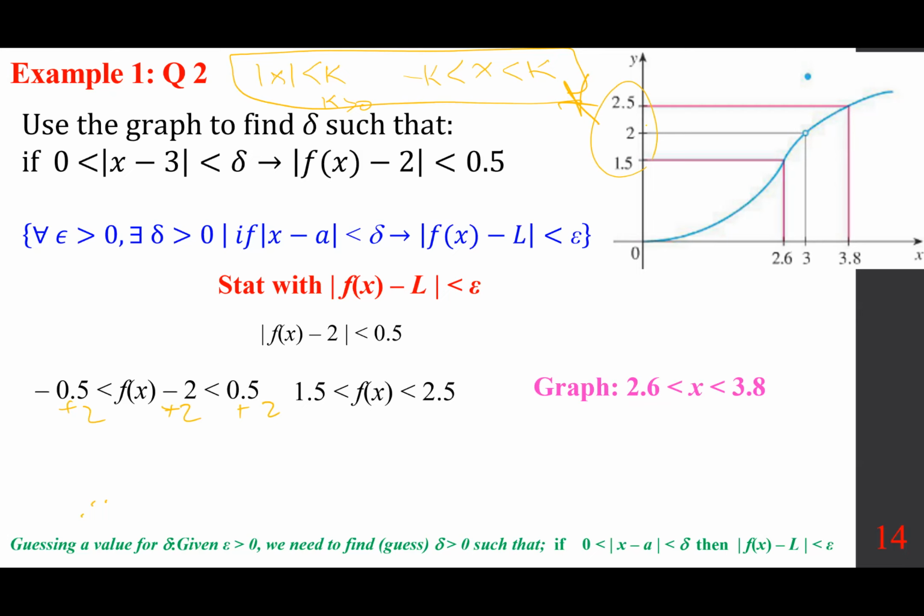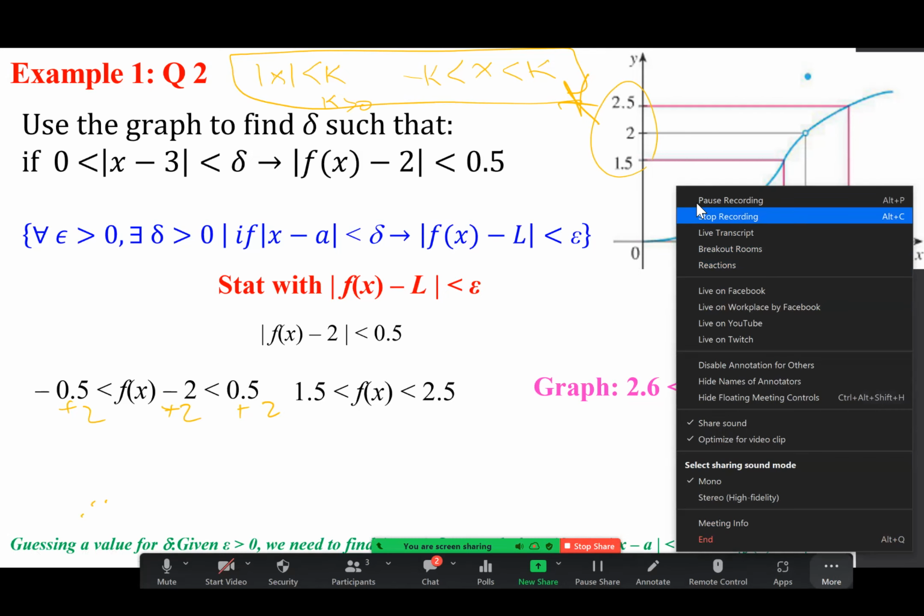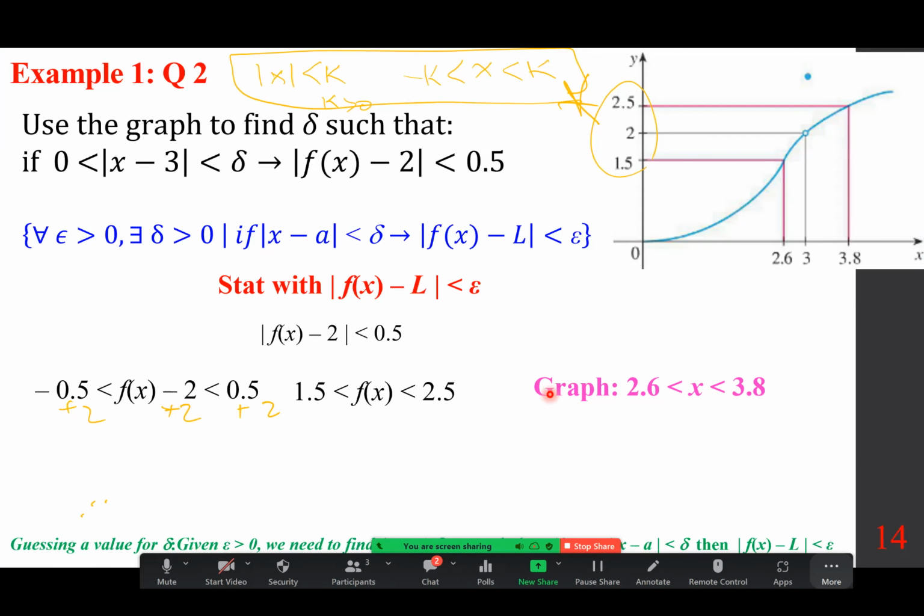Graph, as you look at the graph, so according to the graph, x is somewhere between 2.6 and 3.8. This is what the graph tells us. So what is the delta?